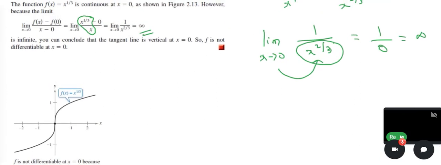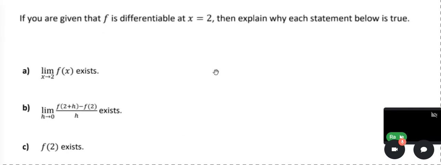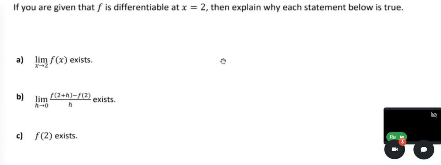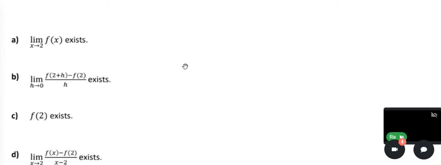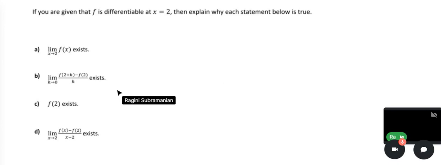Okay, let's move on. Now questions. If you are given that f is differentiable at x equal to 2, then explain why each statement is true. Can you try this? Am I supposed to, okay, I can just type it.